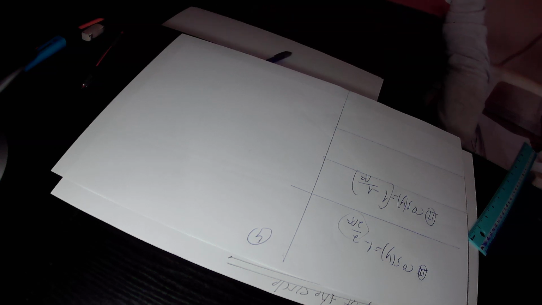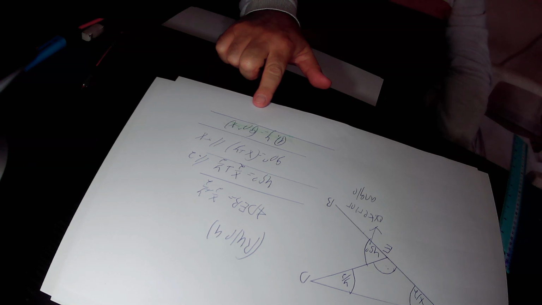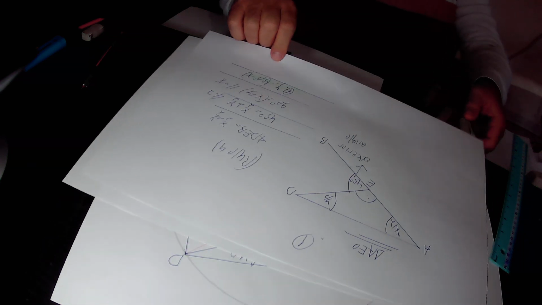But we've already found out in the beginning of the lecture that y equals 90 degrees minus x. So I write it down. We already found out that y equals 90 degrees minus x.